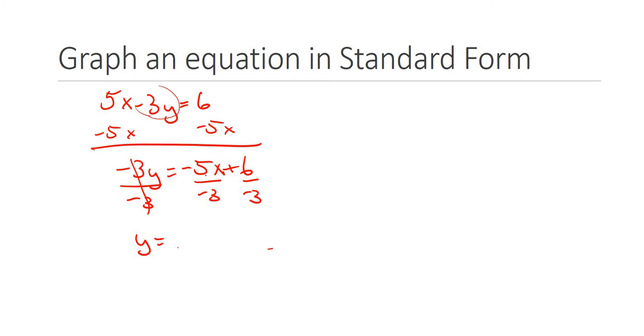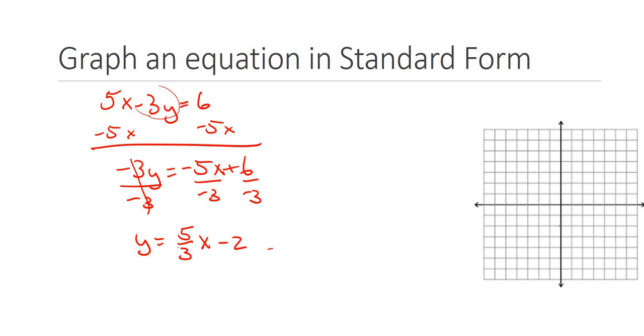And notice that I'm dividing every term by -3. So y equals -5 over -3, which is the same as +5 over +3. 6 divided by -3 is -2. So now I'm ready to graph: y-intercept at -2. Count my slope. My rise over run is up 5 and to the right 3. 1, 2, 3, 4, 5 to the right 3, and that is my graph.